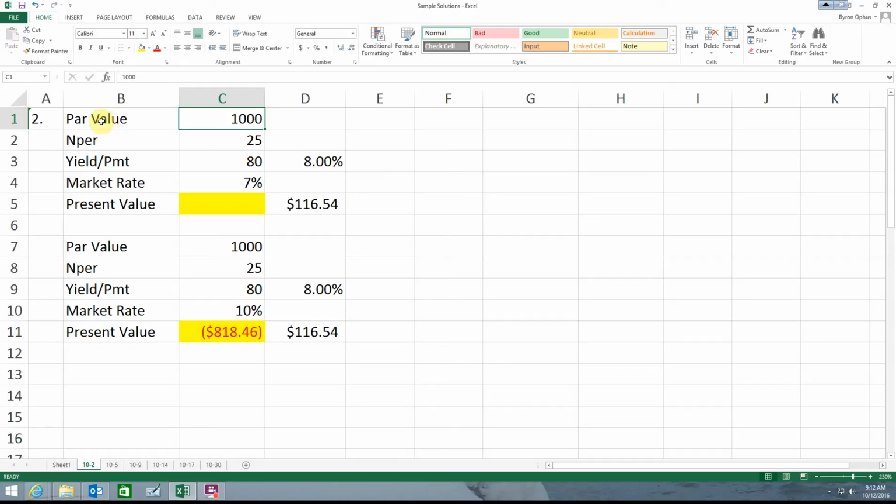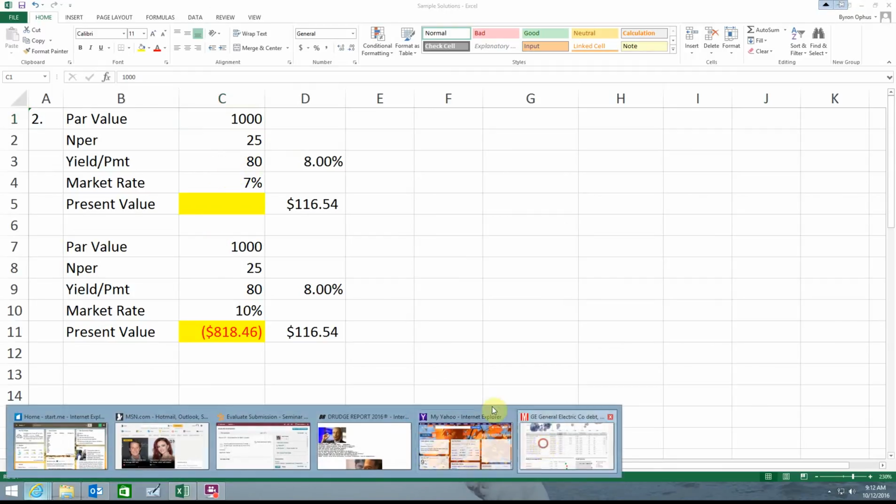Okay, so that's a par value. It's also a future value because I'm going to get that back, right? I'm going to determine here what I'm going to have to pay for that, but I'm going to get back that $1,000 plus $80 a year in interest. Okay, and let me show you an example here.